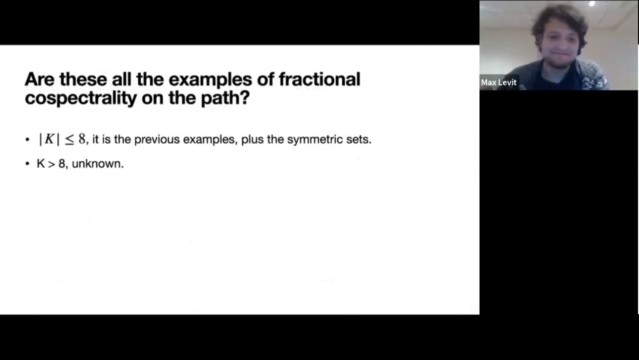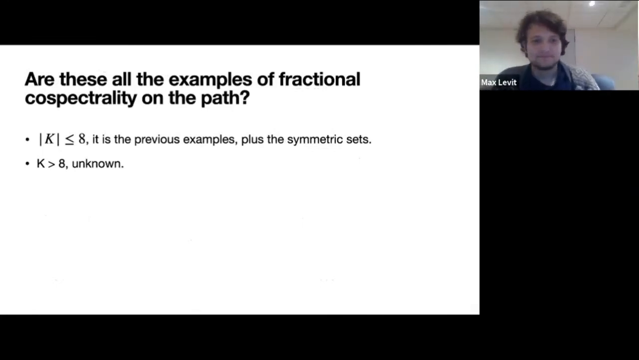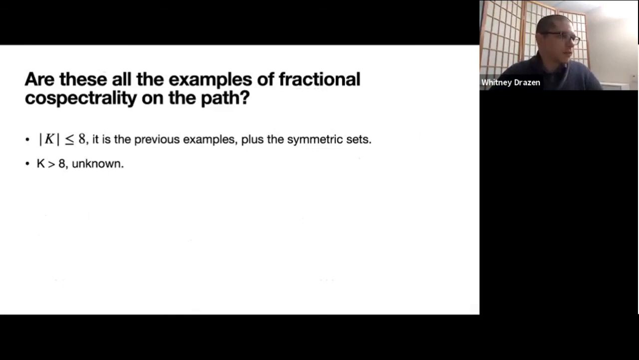Great, thanks. Okay, so are these all examples of fractional cospectrality on the path? I don't have a general technique to prove this quite yet. Up to K, where the size of K is 8, these are all the examples. If K is greater than 8, I don't know.